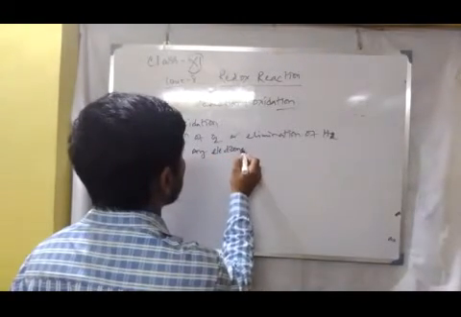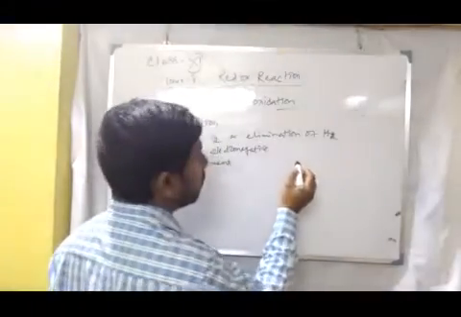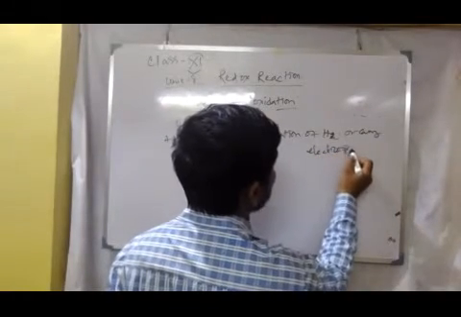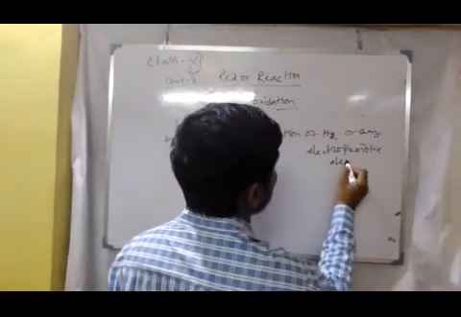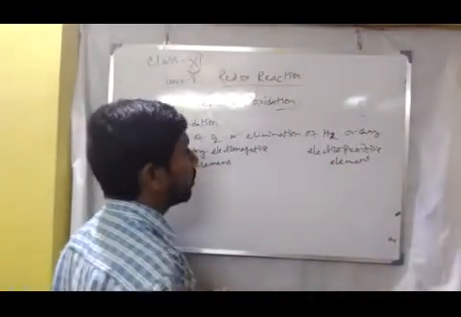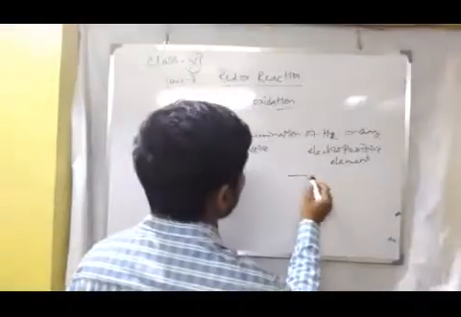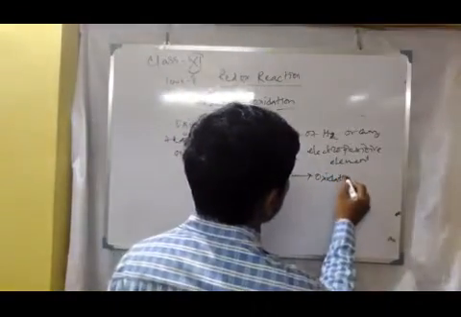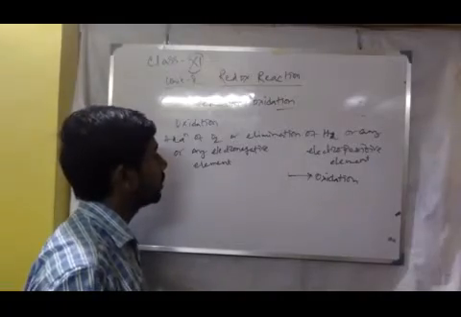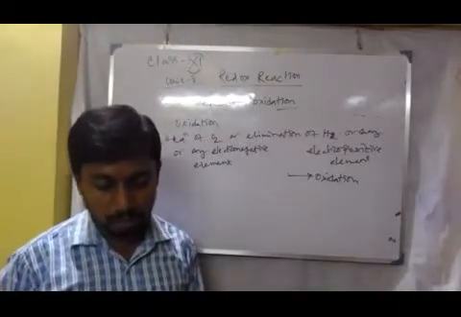Addition of oxygen or any electronegative element and elimination of hydrogen or any electropositive element. So the addition of oxygen or any electronegative element, or elimination of hydrogen or any electropositive element, is called oxidation. On the reverse way, elimination of oxygen or any electronegative element and addition of hydrogen or any electropositive element is called reduction.